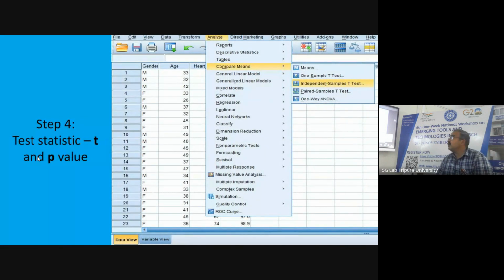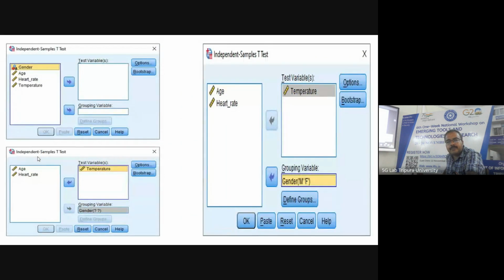Now you are going to calculate the t-test or test statistics for that. Compare means will be there because you have two means. Then again, the independent sample t-test you have to go for. Again, you will take temperature as the test variable and gender as the grouping variable, because you have taken the data in terms of groups, how you have grouped them in terms of gender: data for male, data for female.